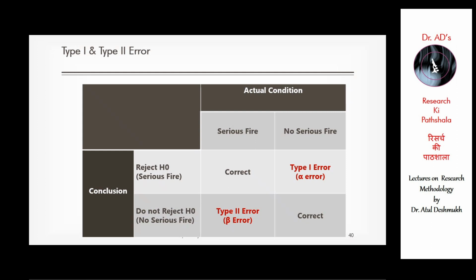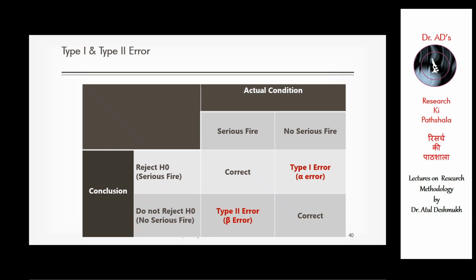What will happen? The fire will increase. The people will lose their lives. There will be loss to building structure. Loss to building structure you can recover, but loss to life cannot be recovered. Once there is loss to life, you cannot recover it. So in a real life situation, beta error will have its implication. The implication will be loss to life and loss to property. Loss to life is not at all acceptable.